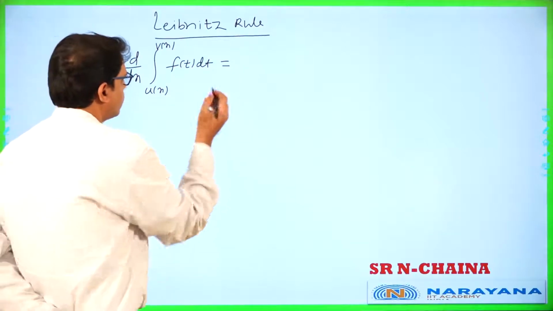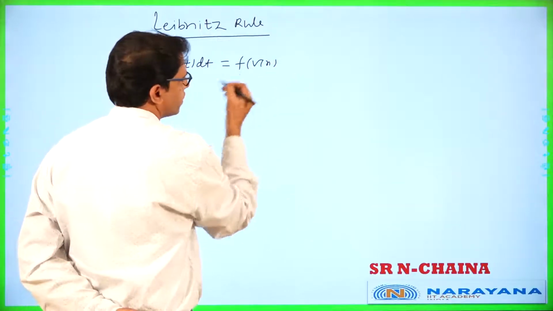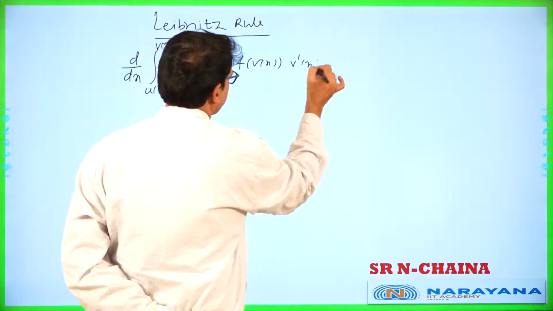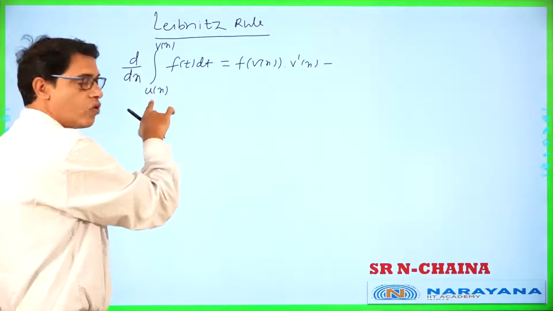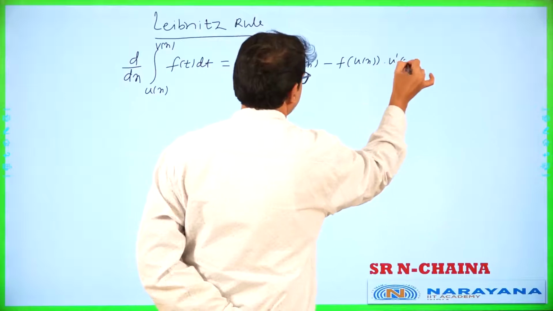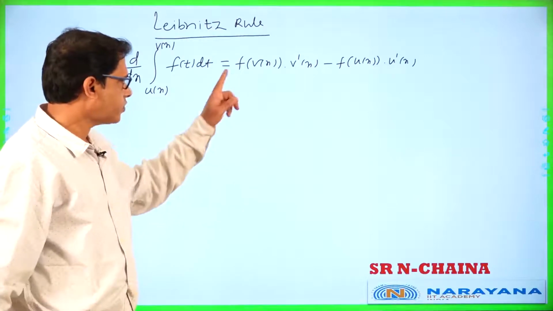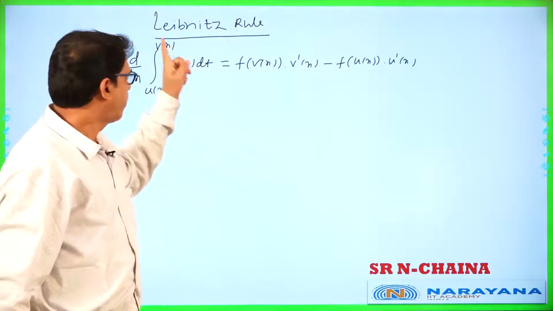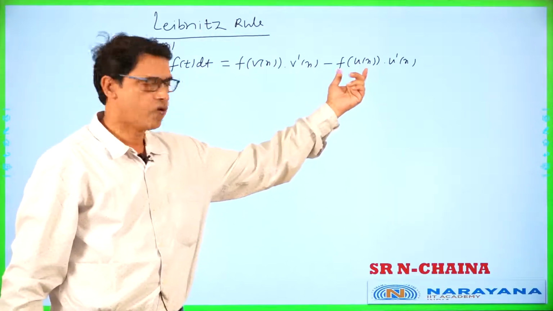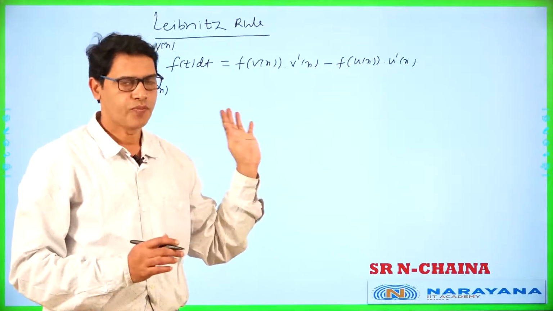So it equals what? Replace t with the upper limit, that means f of v of x, and then the derivative of v of x, v dash of x, minus, then replace t with the lower limit, f of u of x into its derivative. So first replace with the upper limit, then the derivative of the upper limit, minus replace with the lower limit, then the derivative of the lower limit. This is the Leibniz rule, an important one.